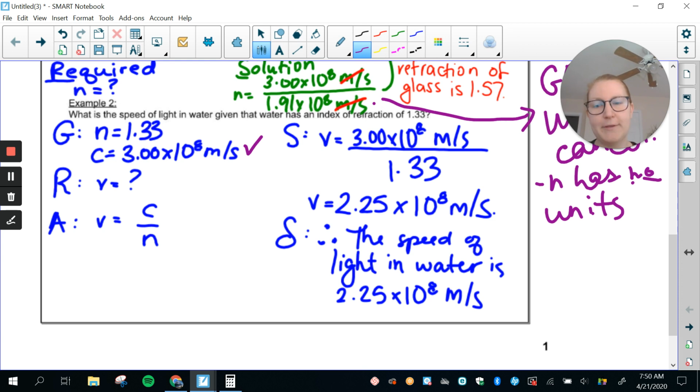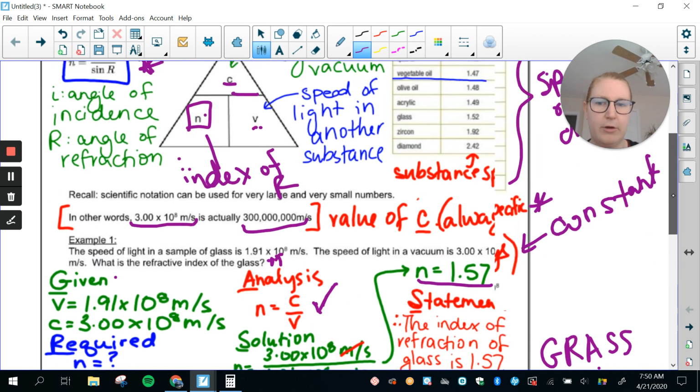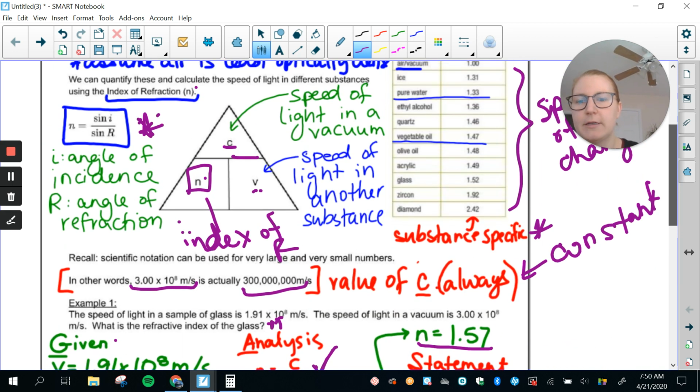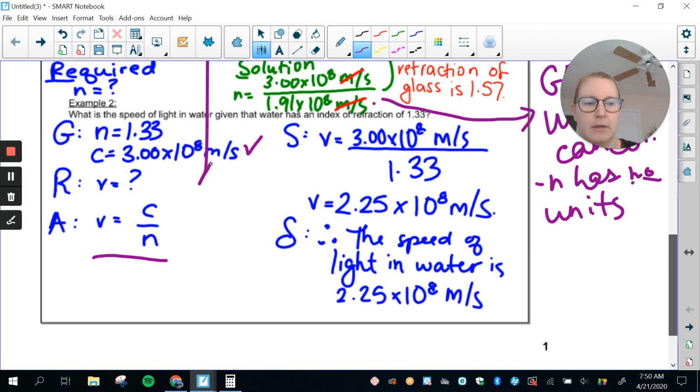Now here I have also my equation. Now I've already manipulated the equation, so I'm going to show you how I got this by going back up to my diagram up here. And I'm just going to quickly, oops.